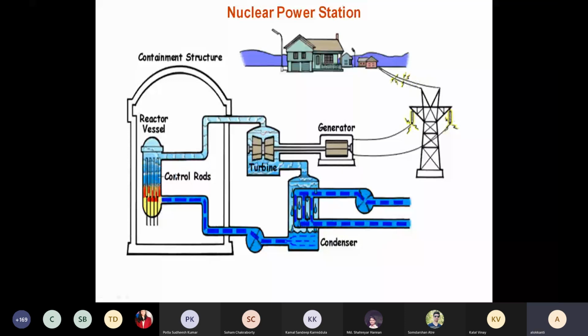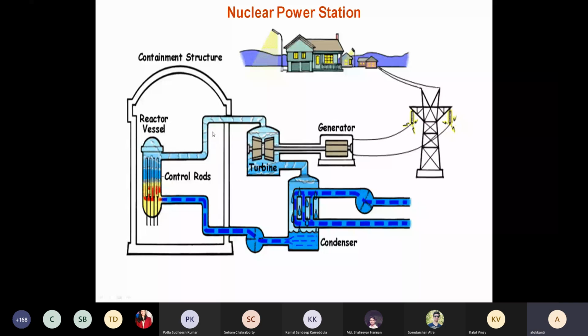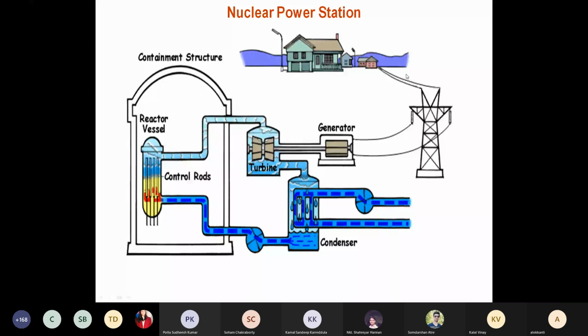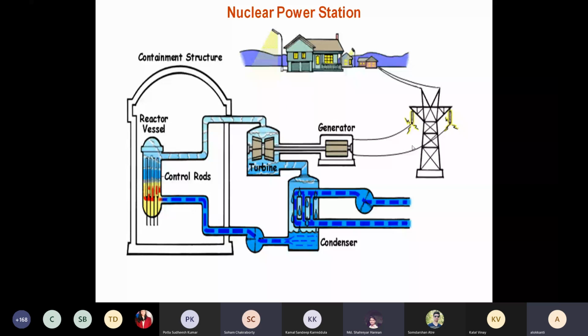The water that comes in is pumped here. It takes out the heat from the nuclear reaction, and then that steam is used to rotate a turbine. This turbine is coupled to the generator, and through the generator, through the transmission lines, the power is taken out to the different places. Can you see this? The operation of the nuclear power plant? Yes, sir, we can see it. So this is how it works.